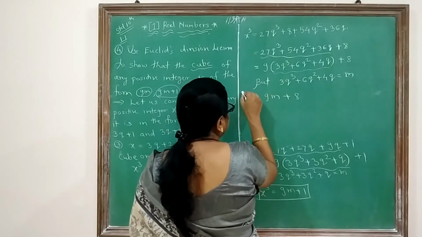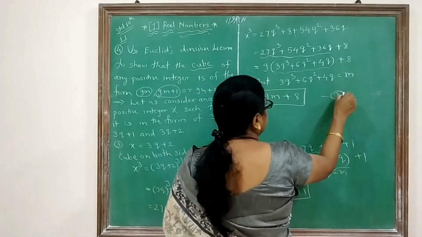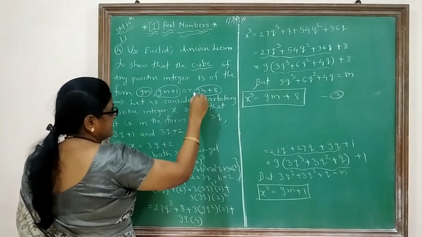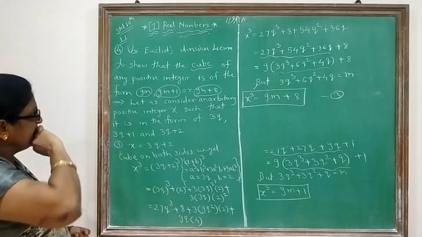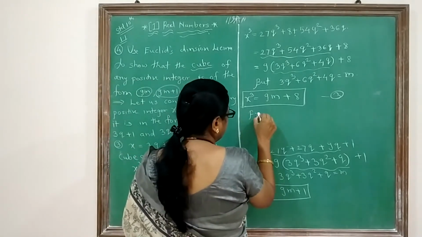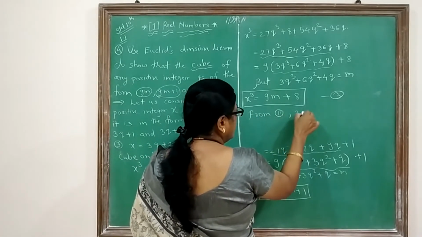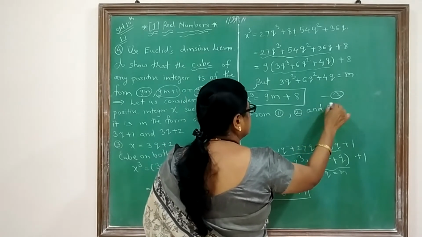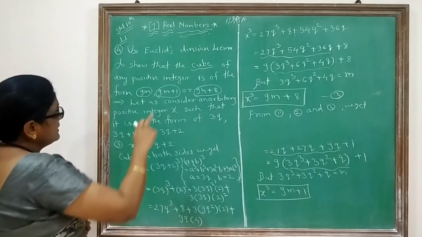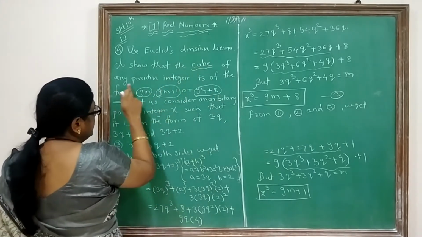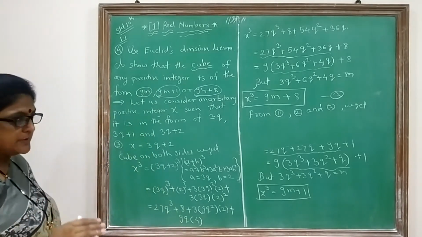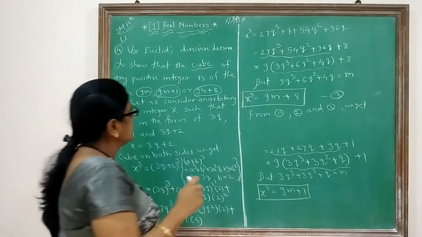This is your third condition. It means the first is 9m, the second is 9m plus 1, and the third is 9m plus 8. Then from 1, 2 and 3 we get that the cube of any positive integer is of the form 9m plus 1 or 9m plus 8.